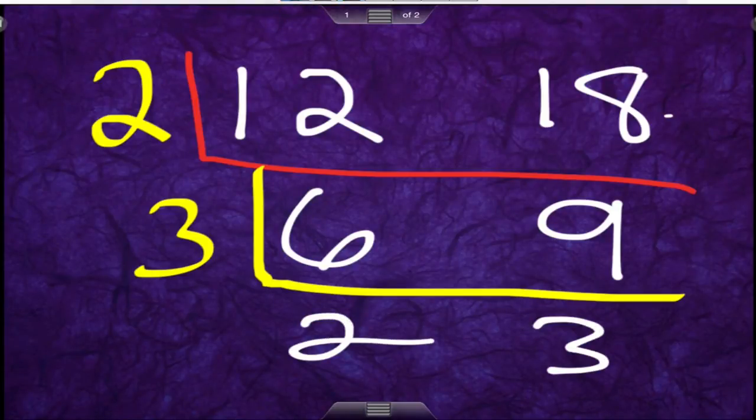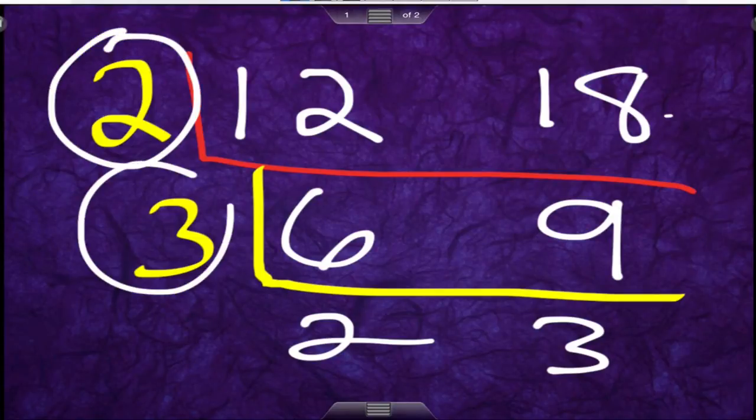Then I look at 2 and 3 at the bottom. I see that nothing can go into both of them evenly except for 1, so we don't use 1. I look at the side, I have 2 and I have 3. So what you do is you take those two numbers, 2 times 3, and 2 times 3 is 6. So the greatest common factor between 12 and 18 is 6.